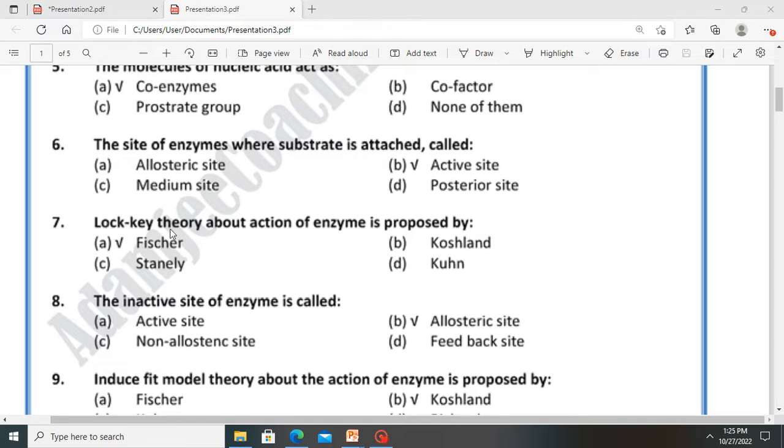The lock and key theory about the action of enzymes is proposed by. So which of these scientists proposed a lock and key model about the action of enzymes? This model says that enzymes basically have an indentation that is complementary in shape to the substrate. So which scientist proposed the lock and key model? It was Fischer who proposed the lock and key model of an enzymatic reaction.